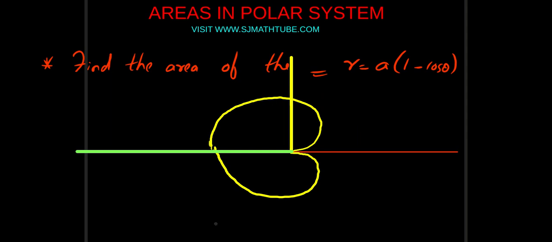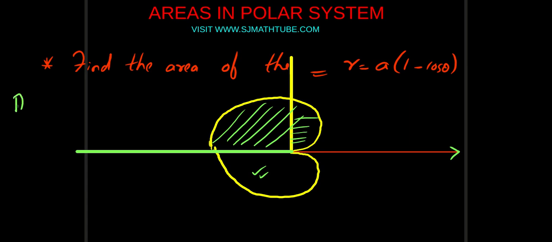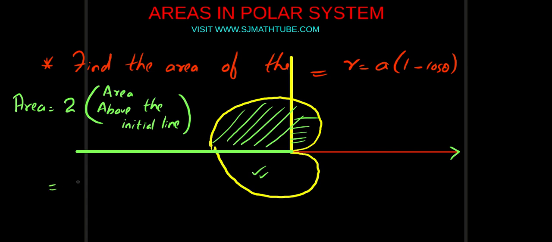And I want to tell you one more thing. This is a symmetric picture. That means the area above the initial line, this is our initial line, the area above the initial line is equal to the area below the initial line. So please write required area equal to 2 times area above the initial line, and that will be, what's the formula for area in polar coordinate system? 1 by 2 integral r square d theta.